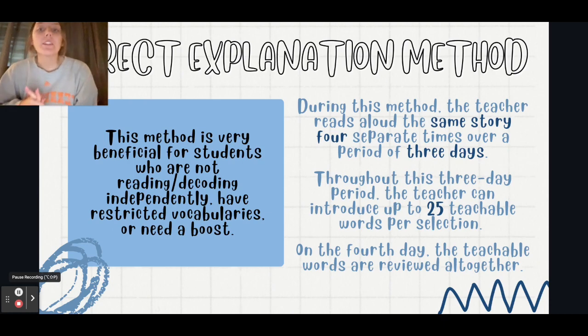Now let's talk about the direct explanation method. This method is very beneficial for students who are not yet reading and or decoding independently, have restricted vocabularies, or just simply need a boost. During this method, the teacher reads aloud the same stories 4 separate times over a period of 3 days. So throughout this 3-day period, the teacher can introduce up to 25 teachable words per selection. So each time you read the story, you're going to introduce new vocabulary words. On the 4th day, all of these vocabulary words are reviewed together. This method also helps students hear the story over and over, which aids in their comprehension.